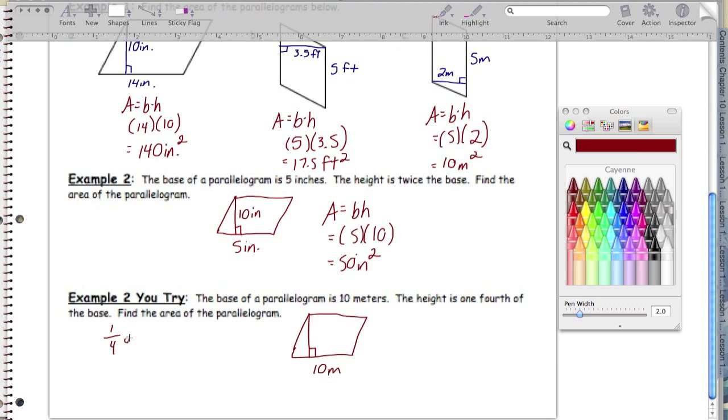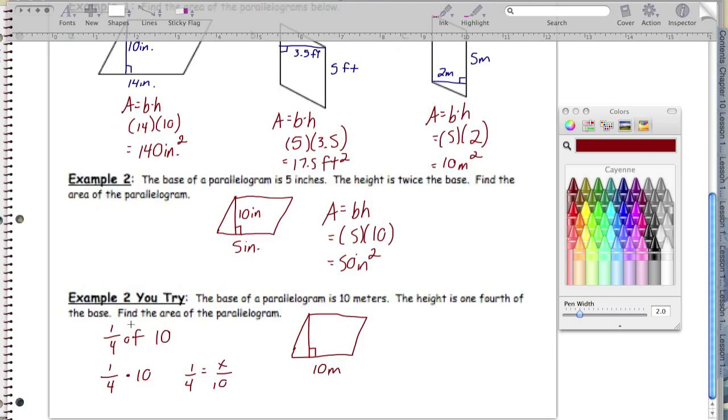So it's 1/4 of 10. Now if you aren't sure what that is, you can think of it this way. It's 1/4 of 10 because it says 1/4 of the base and the base is 10. You can do 1/4, we know that "of" means to multiply, times 10. Or you could make a proportion. You could do 1/4 is equal to x over 10.